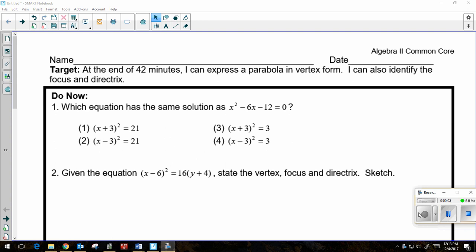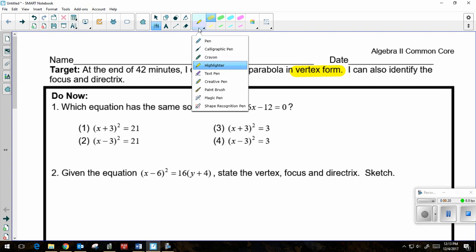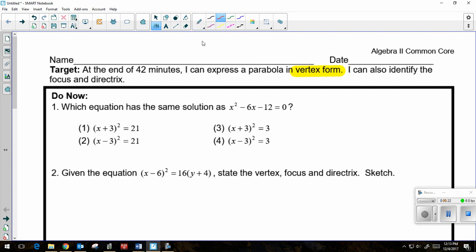This video is going to walk you through today's lesson on completing the square and parabolas in vertex form. The target says at the end of 42 minutes, I can express a parabola in vertex form. So the first thing I want to talk about is what is vertex form. Vertex form is just another phrase for completed square form.